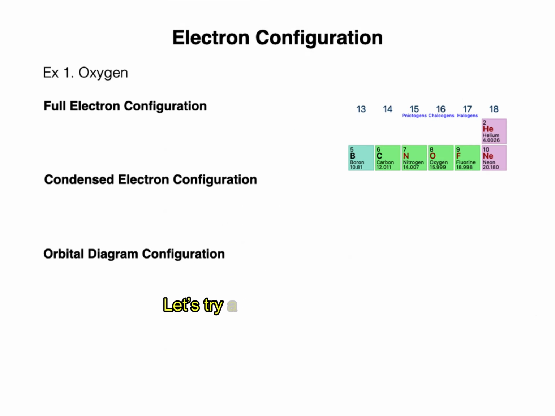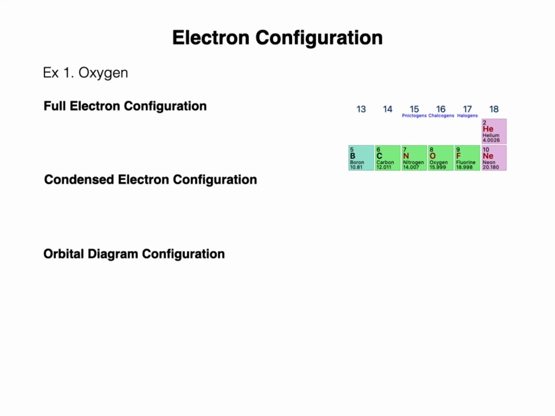Okay, let's look at an easy example. For your test, you will be given a periodic table, so don't worry about that. Example 1, oxygen. If you know its position in the periodic table, you can straight away say that it's a p block element. We are going to write the full electron configuration, the condensed electron configuration, and the orbital diagram configuration of oxygen.